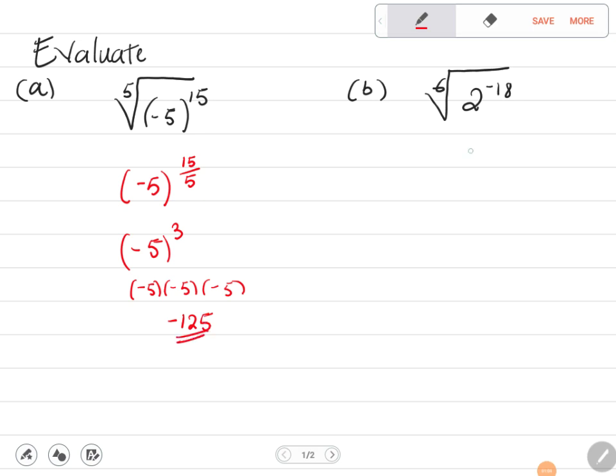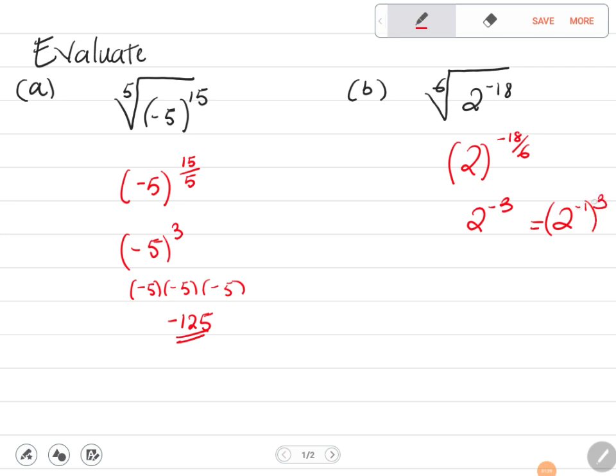B, this one is the same as 2. The power negative 18, you divide by what? 6. But 6 can go into negative 18. This will be 2 to the power negative what? 3, like that. And what we have here is the same as 2 to the power negative 1 and everything to the power 3, like that.